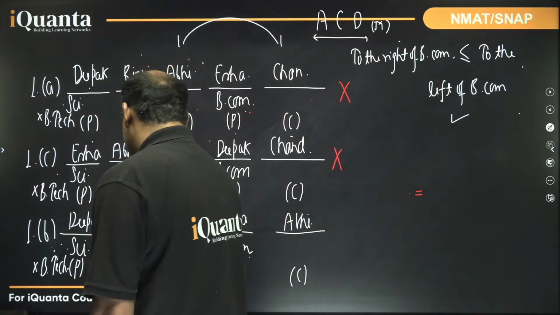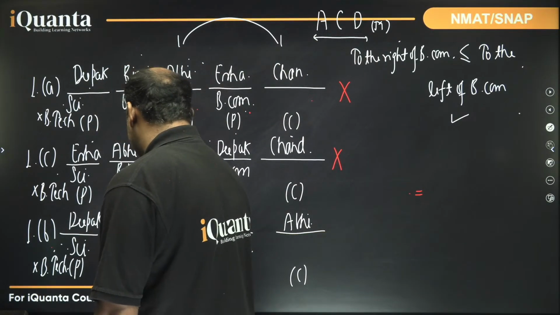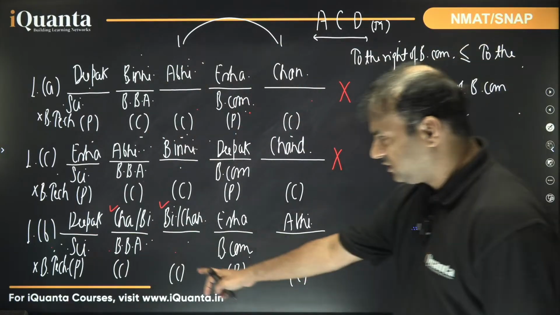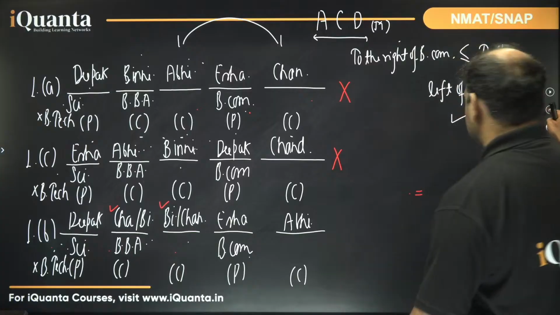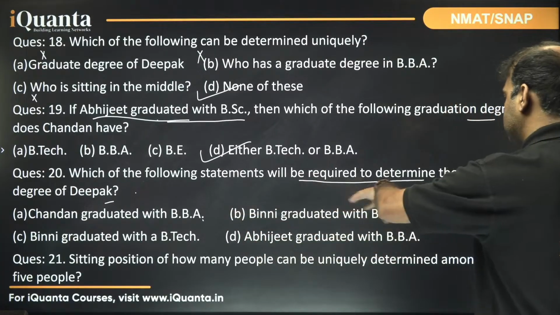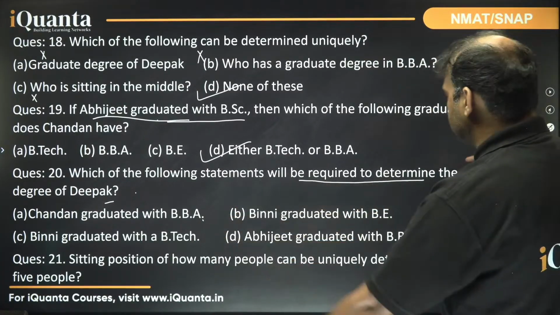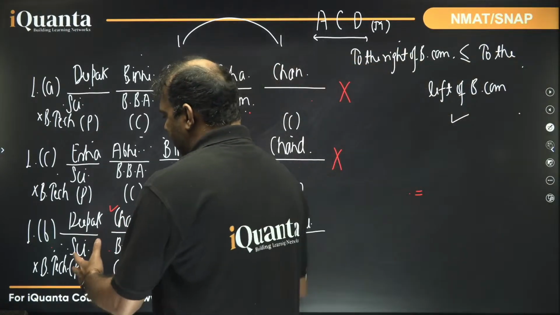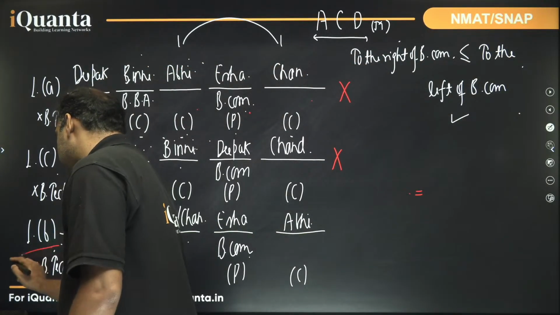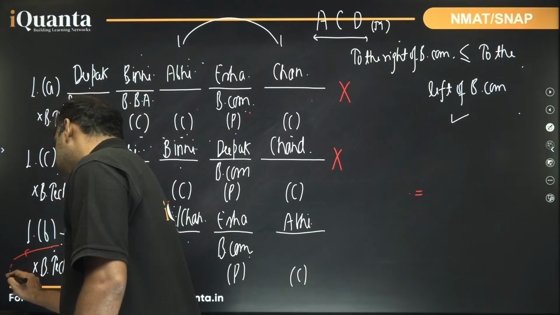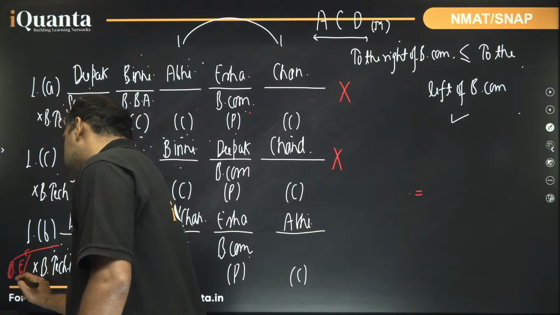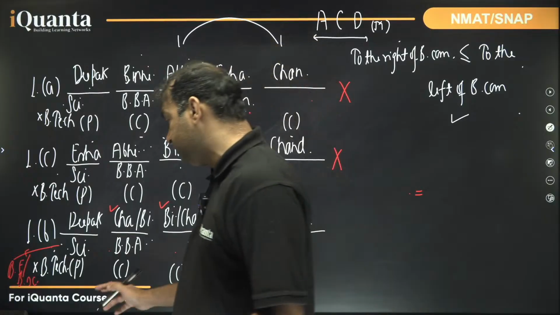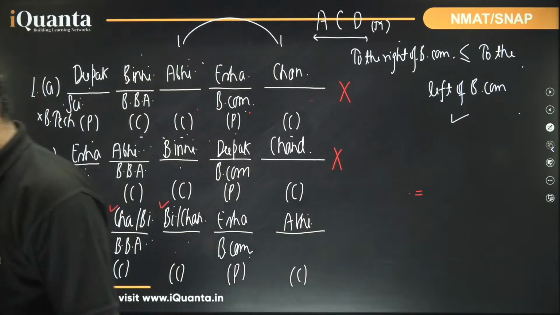You can see that if Chandan is BBA, that means this person has to be Chandan and this person has to be Bini, right guys? This person has to be Chandan and this has to be Bini for this particular option. Now the question is, can we find the graduate degree of Deepak or not? So in this case, you can see that Deepak, again, we are not able to find out. Deepak can be either BE or BSc. It just cannot be BTech. So we are not sure about the graduate degree of Deepak with the help of statement number A.